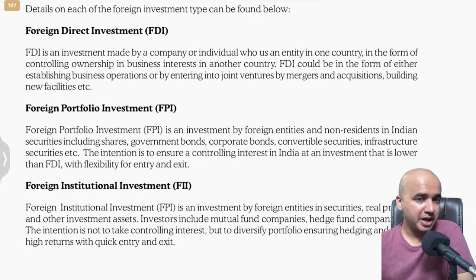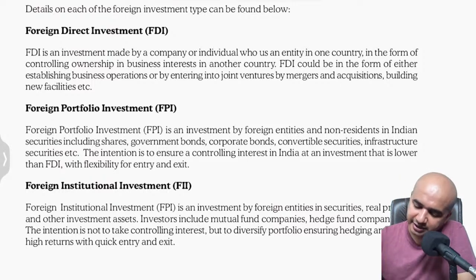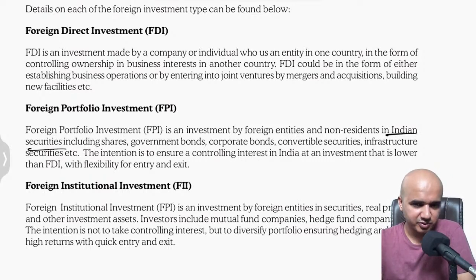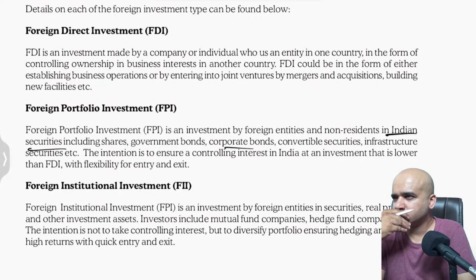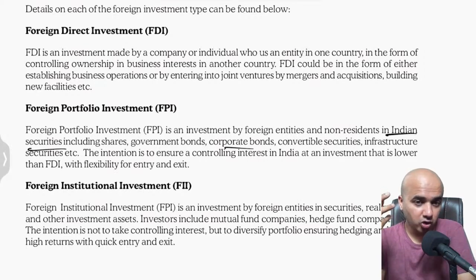Now let us look at FPI. Foreign portfolio investment is an investment by foreign entities and non-residents in Indian securities. In Indian securities, not in the companies themselves. So they will buy shares or maybe government bonds, corporate bonds, convertible securities, infrastructure securities. They are not investing in any company, but rather investing in the shares, government bonds, corporate bonds, convertible securities, etc.